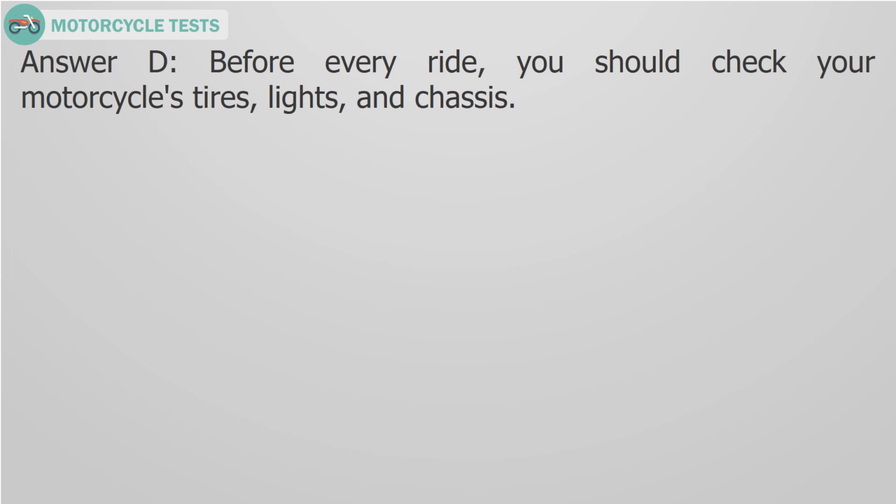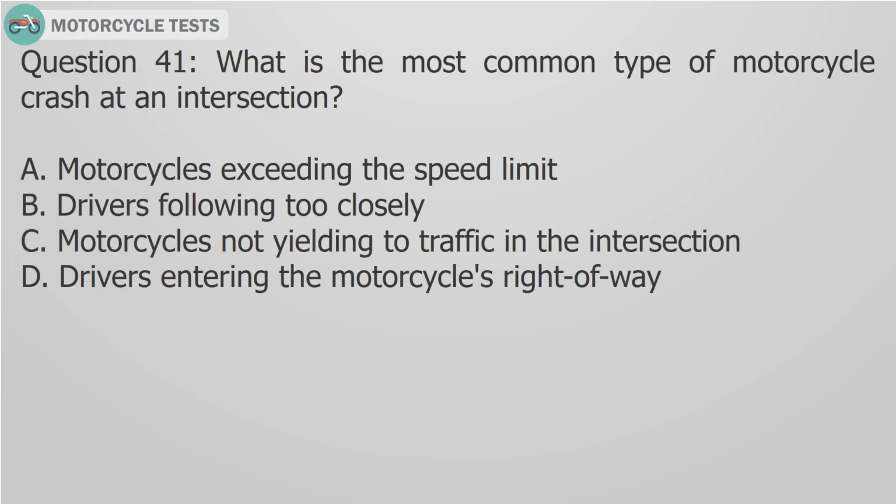Answer D. Before every ride, you should check your motorcycle's tires, lights, and chassis. Question 41. What is the most common type of motorcycle crash at an intersection? A. Motorcycles exceeding the speed limit. B. Drivers following too closely. C. Motorcycles not yielding to traffic in the intersection. D. Drivers entering the motorcycle's right-of-way.